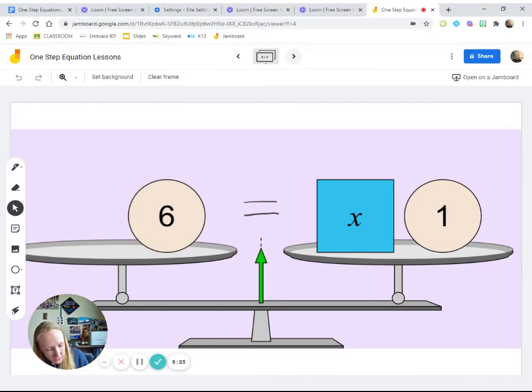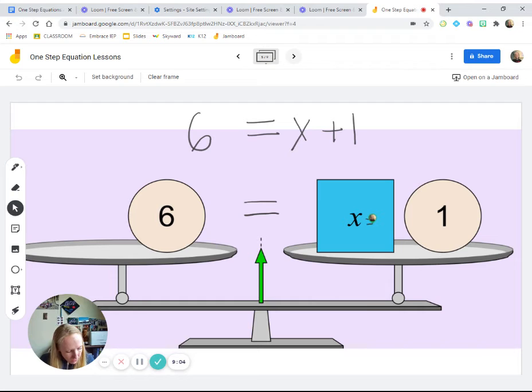So this equation has an equal sign in the middle. On this side of the equal sign we have 6. On the other side of the equal sign we have x and then a positive 1. So this says 6 equals x plus 1. So if 6 equals x plus 1, we've got to figure out what we can add to 1 to get 6. And we already kind of figured out we would need to add 5.